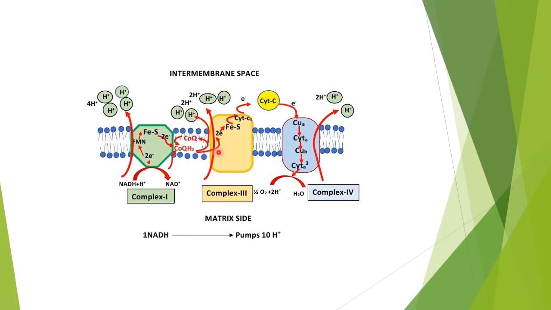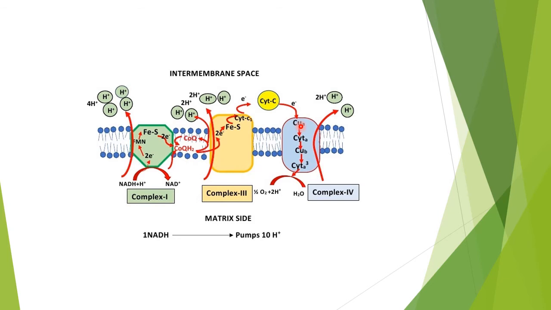While this complex third also translocates 2 more protons. Electrons are passed on to the iron sulfur, heme, then from this to the cytochrome C1, and one by one electrons will be carried by the cytochrome C, which can only carry 1 electron. As I have mentioned, they can carry only 1 electron, and since it is a mobile carrier, it will give it to the complex fourth, where copper is present in 2 forms, copper A, copper B, and cytochrome A and cytochrome A3.